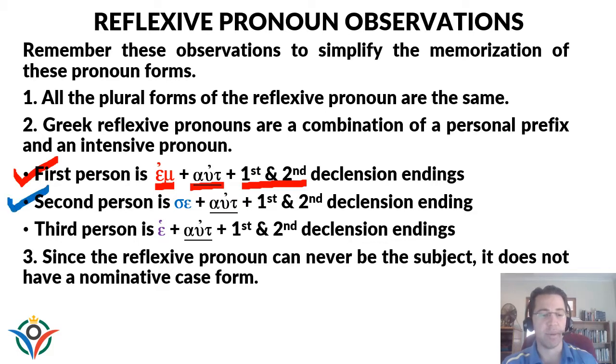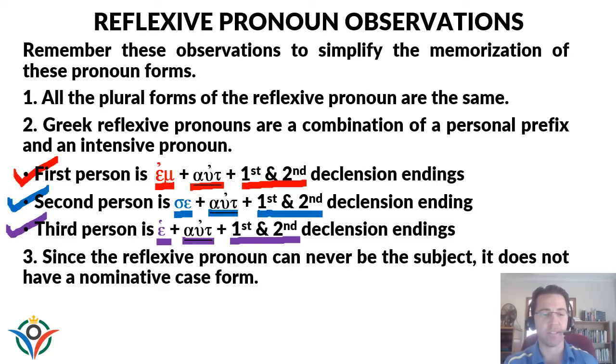The second person is the personal prefix se plus auto plus first and second declension endings. And then the third person is the personal prefix he plus auto plus first and second declension endings. All right, so if you can take the time just to learn these combinations, then it's really going to make the declining of these various reflexive pronouns much easier for you.